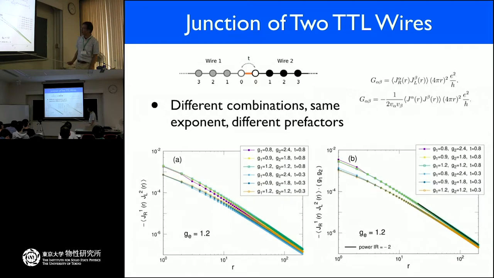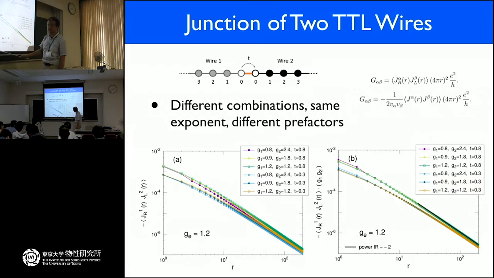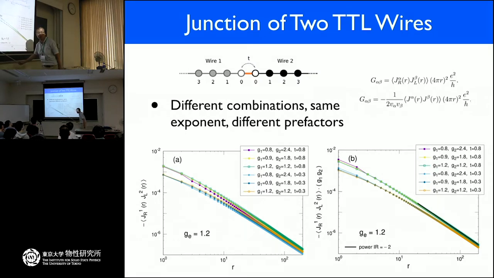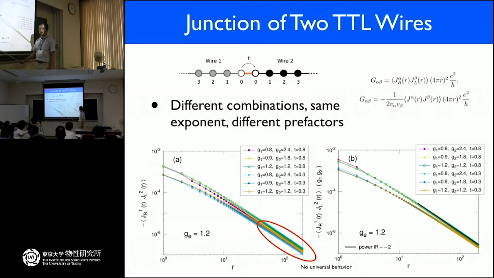And again, this is with different coupling constants for this and this, but the effective coupling constant is larger than one, so one expects there'll be Luttinger behavior at long distance. But it's not that good. So this is currently our puzzle. We are not sure what's going on.